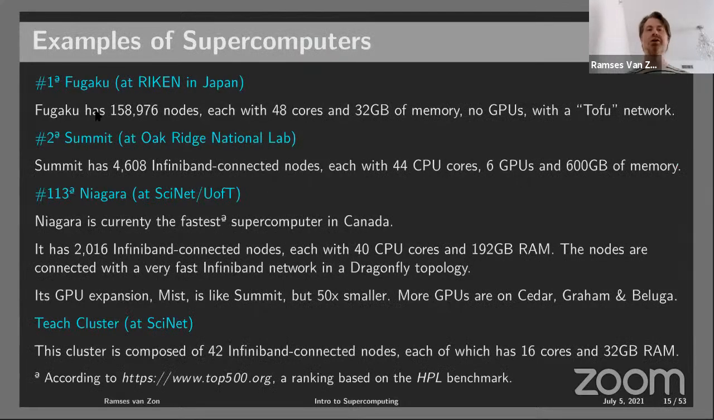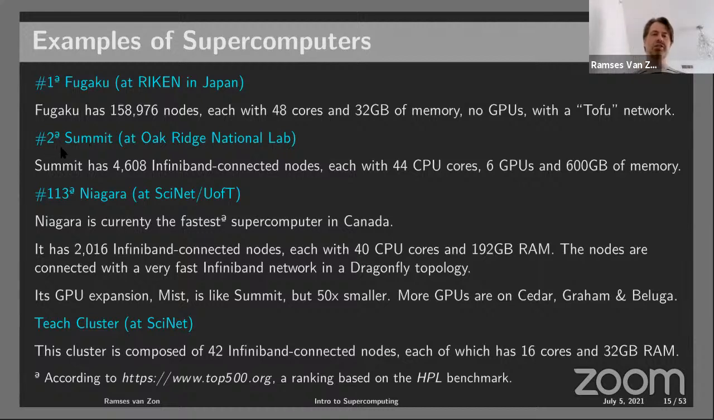So this one has almost 160,000 of those nodes, and each of the nodes still has 48 cores. They can then talk to the same memory. So there's 32 gigabytes of memory in each of those nodes that is shared among the 48 cores. They can all use whatever part they want. There are no graphics cards in that, no GPUs. And then there's a fancy network. It's called the Tofu network. It's a kind of torus that connects these many nodes together, and that is the current fastest supercomputer in the world that they want you to know about.